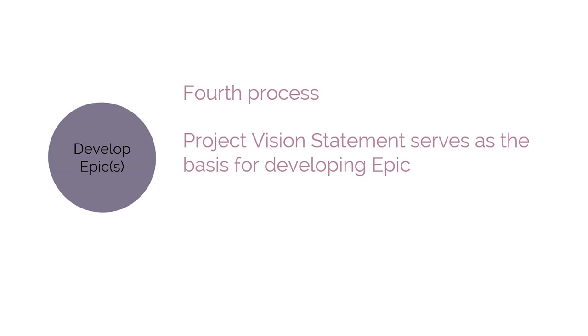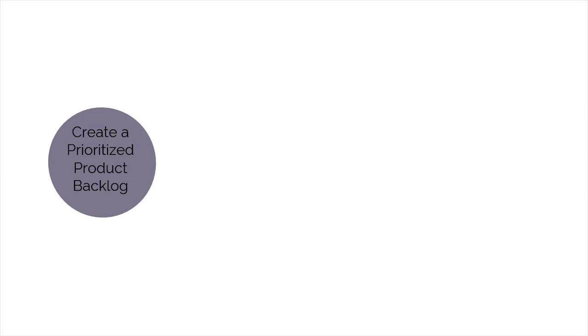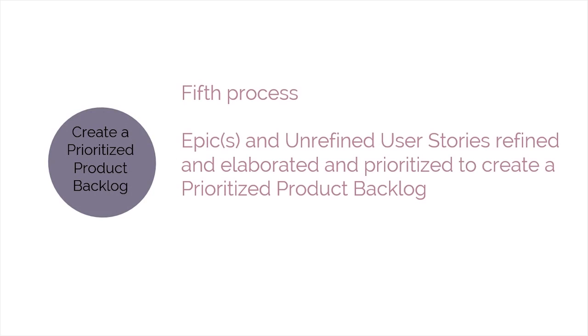The fourth process is Develop Epics. In this process, the project vision statement serves as the basis for developing epics, which are large, unrefined user stories. User group meetings may be held to develop epics. Create Prioritized Product Backlog is the next process. In this process, epics and unrefined user stories are refined and elaborated, then prioritized to create a prioritized product backlog for the project. The done criteria is also established at this point.